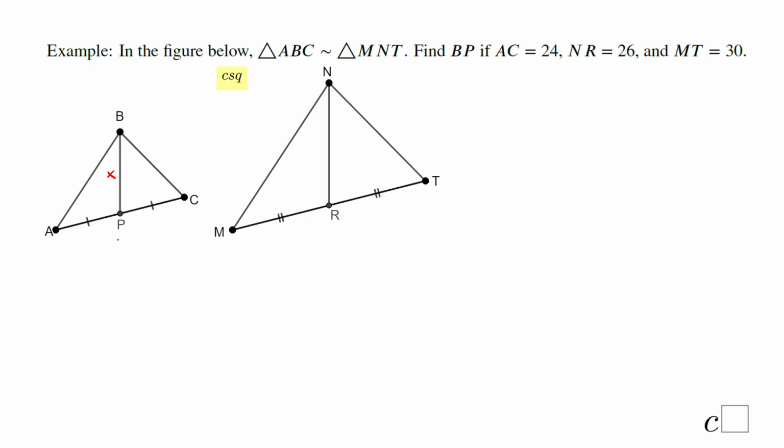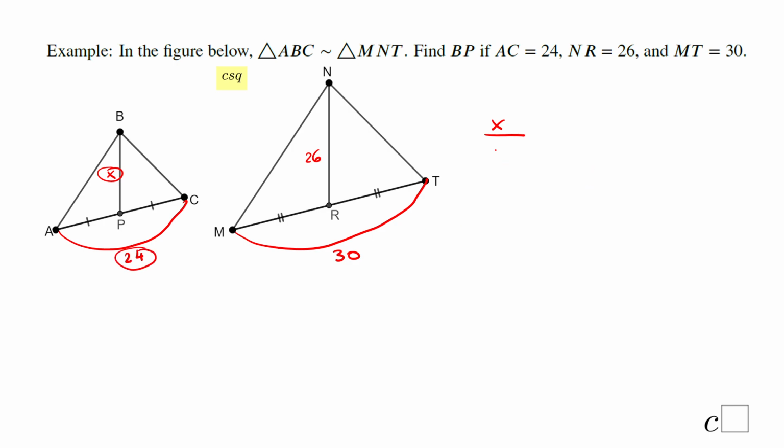If AC is 24 and R is 26 and MT is 30. So I can write pretty much the same proportion like the other one, but let me show you a different way. Maybe you want to still start with X.